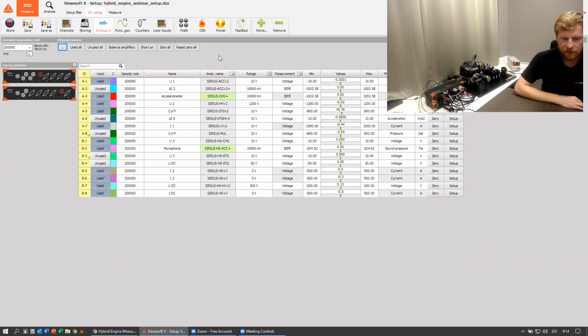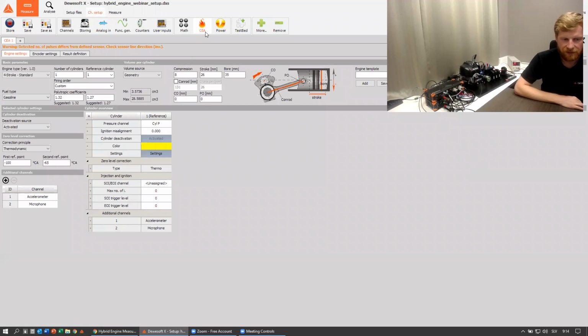So what we needed to set up for this measurement is the combustion analyzer. So first we added the combustion analyzer. We set the engine type, fuel type. We need to input the geometrical information of the engine. So this is a 25 cubic centimeters displacement engine. So it's a really small engine from a weed whacker.